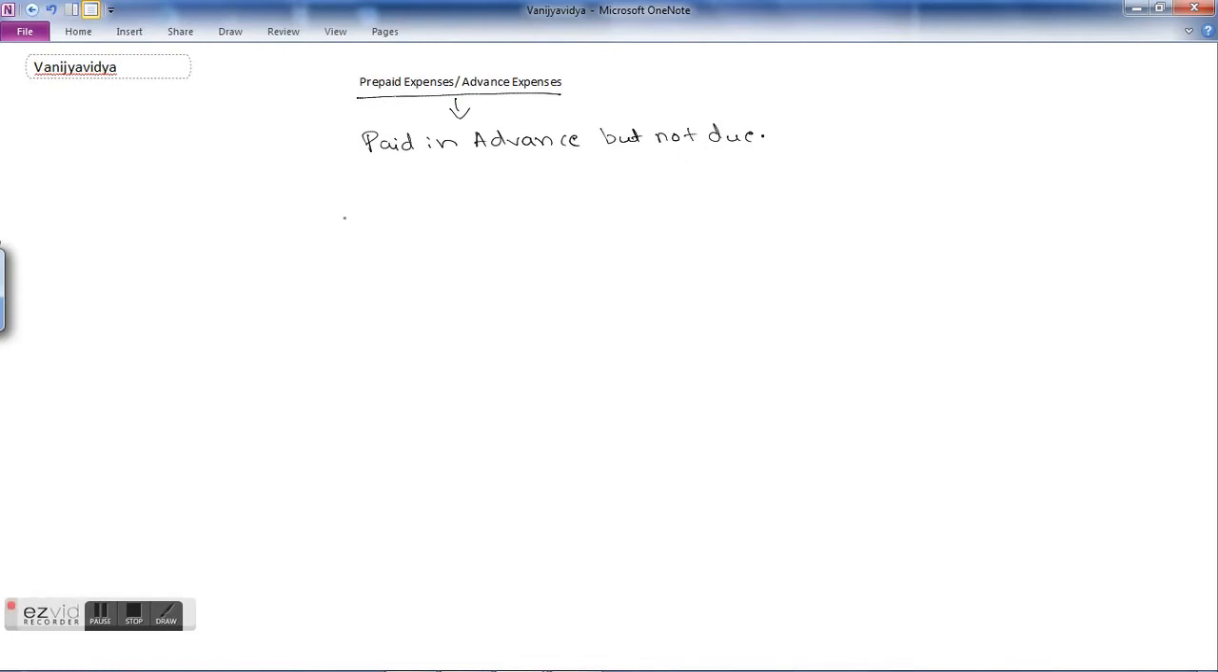Now we will look at the example of prepaid expenses and advance expense, and then we'll see how to pass a journal entry and give an effect to a ledger account in the prepaid expense and advance expense. Now, one thing, if you notice, prepaid expense is just the opposite of outstanding expense.